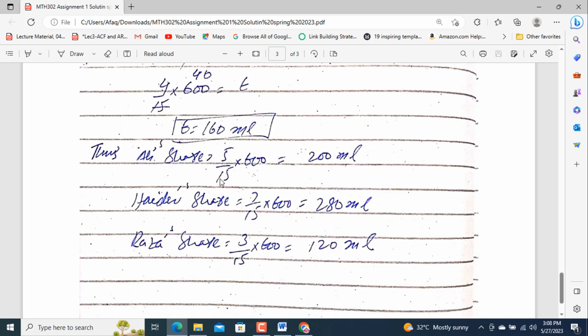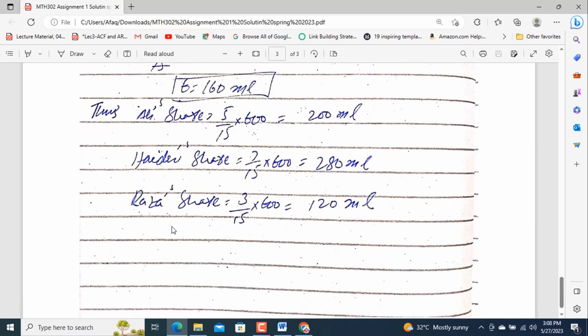Thus Ali's share is 5/15 into 600, equal to 200 milliliters. Haider's share is 280 milliliters, and Raza's share is equal to 120 milliliters.